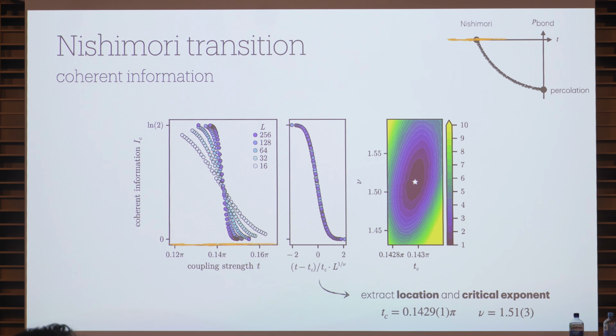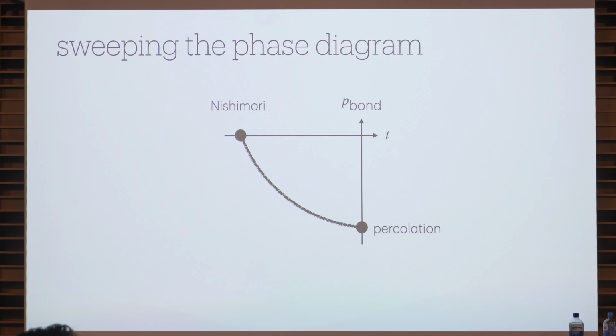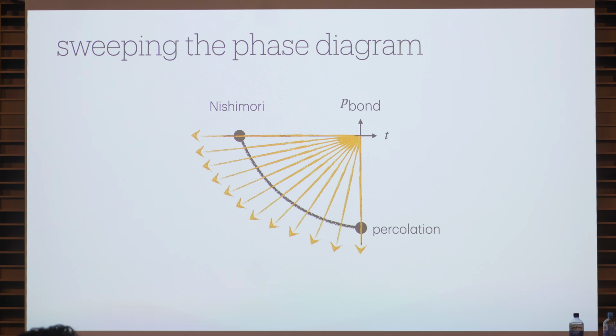Okay, so what we want to do now, so I told you that so far we looked at the percolation transition and this Nishimori transition. And now what we do is essentially we take many, many cuts through our phase diagram in this radial pattern, and we do exactly what we just did. We calculate the coherent information, do a scaling collapse, extract the location, and also the critical exponent.